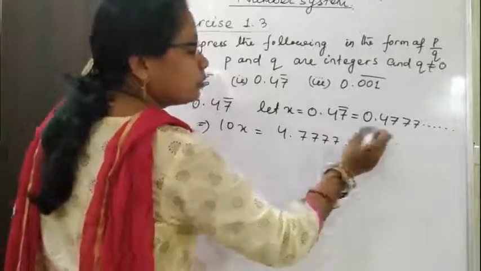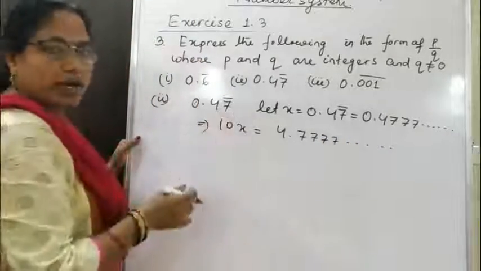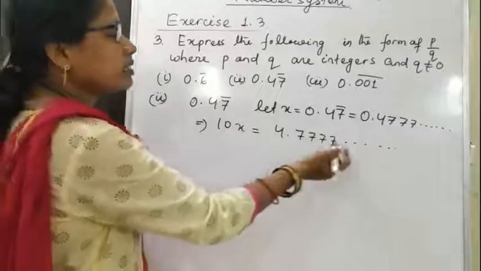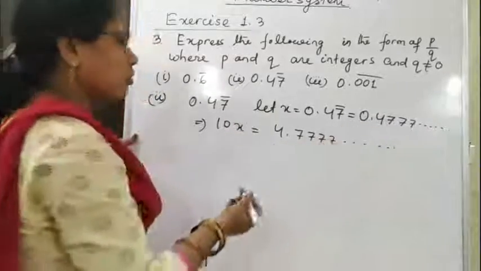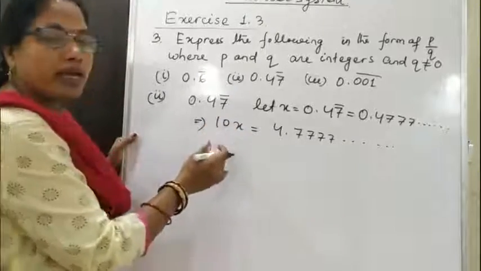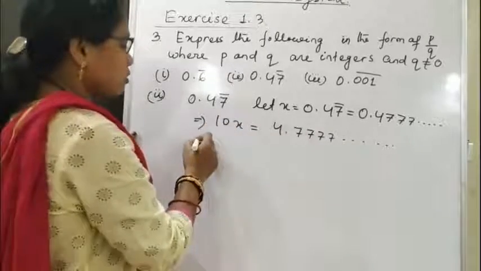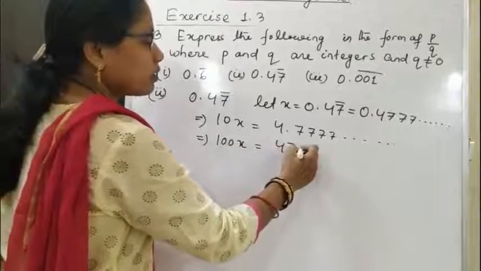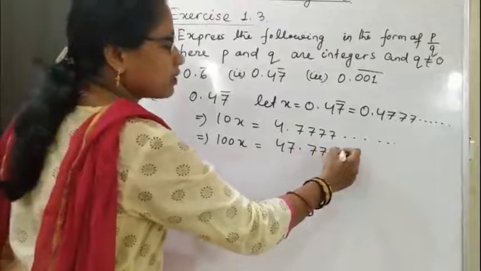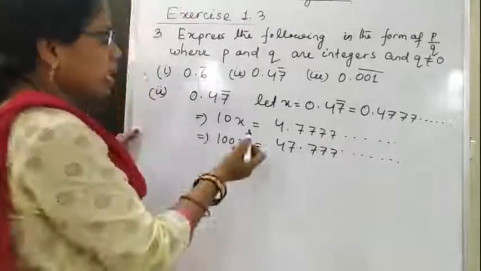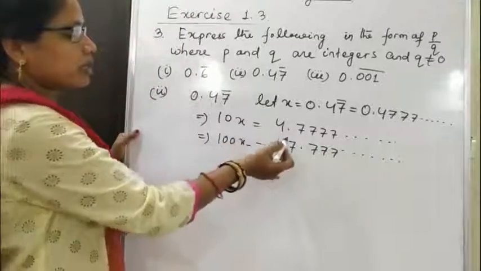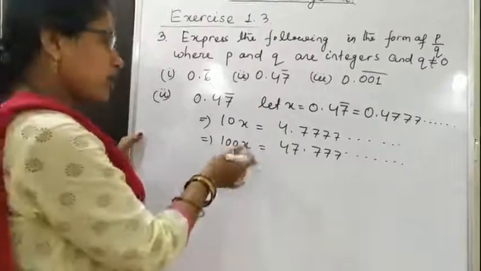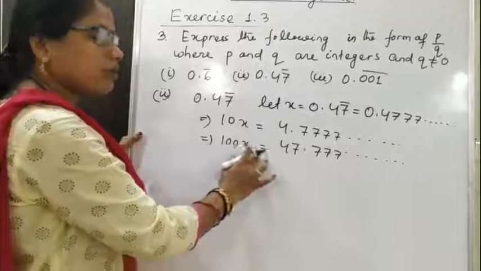4.7777 up to infinity. So unlike our previous example, we cannot subtract x from 10x as their decimal parts are not equal. So again we multiply both sides by 10. So this implies 100x is equal to 47.777 up to infinity. Now compare the 10x and 100x. In the right side, the decimal parts are equal. So now we can subtract 10x from 100x.